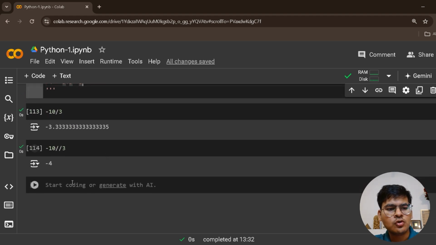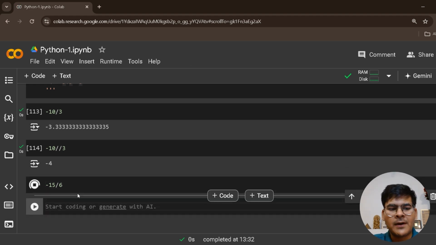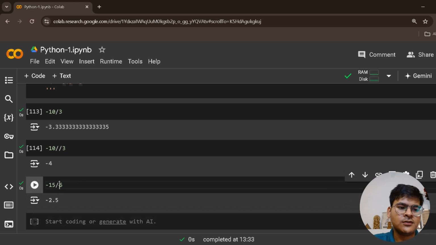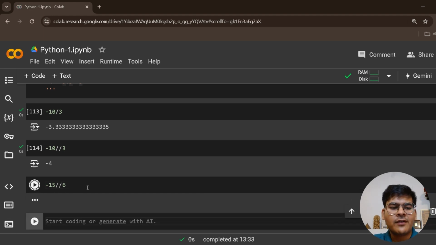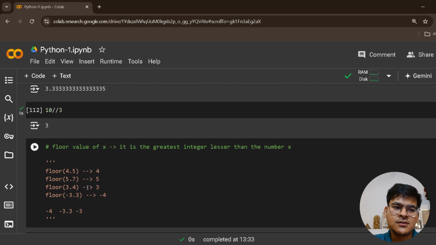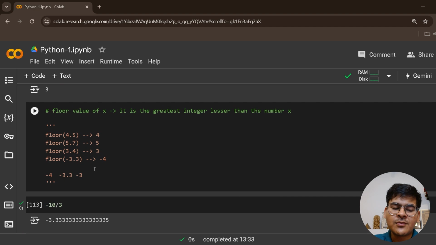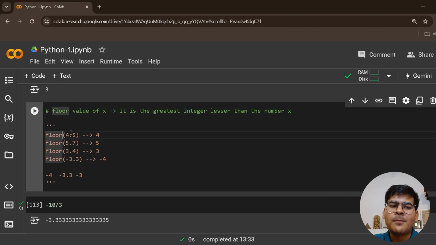So just as a practice, if I do minus, let's say 15 divided by 6, 2 sixes are 12. So this will be minus 2 point something, and minus 2.5 will result in minus 3, the floor value. Okay, so yeah, this is about your floor division operator. Keep practicing this. Again, I told you there's a common misconception. People think that it is always the integer part, so they will take minus 3.3 as minus 3, which is wrong.